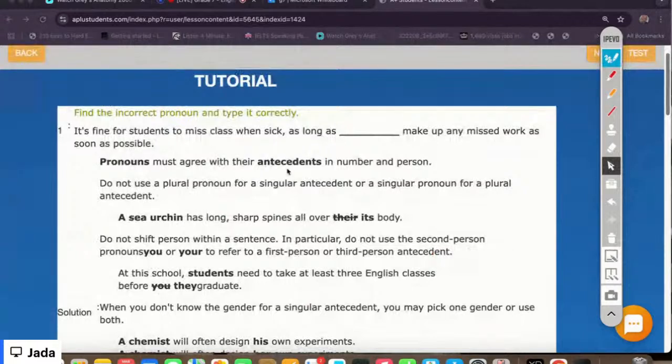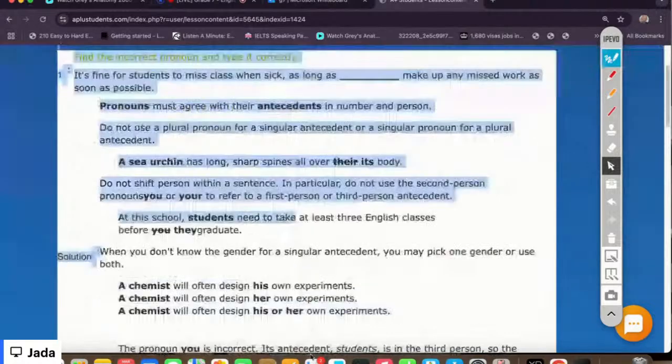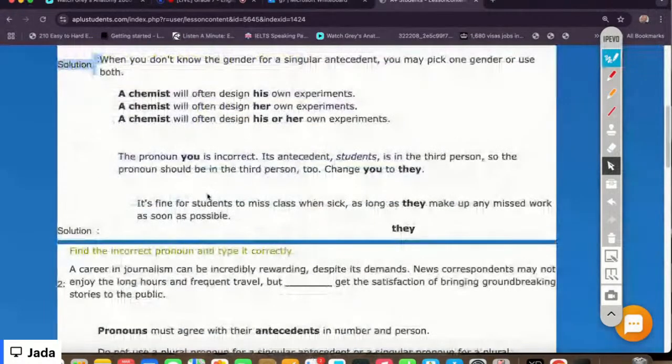All right, so let's look at some examples here. We have: find the incorrect pronoun and type it correctly. It's fine for students to miss class when sick as long as dash make up any missed work as soon as possible. So it will be what? As long as they make up any missed work as soon as possible.